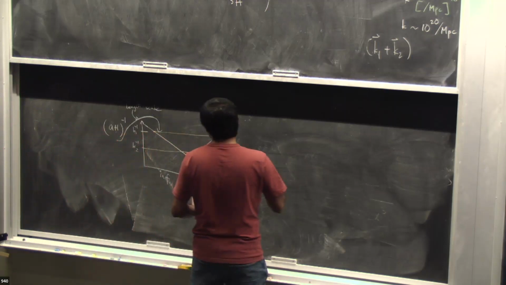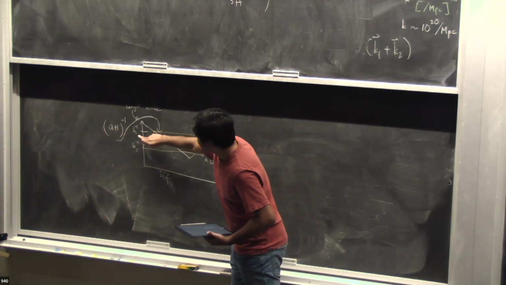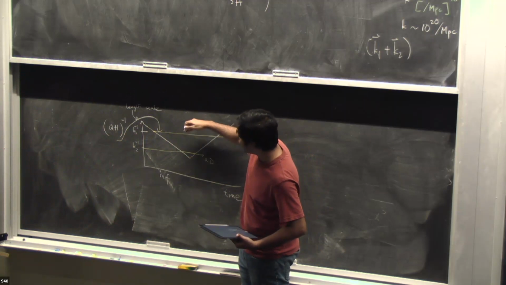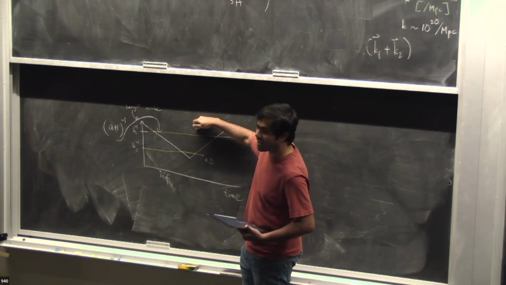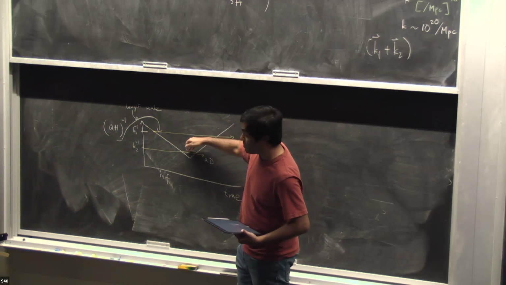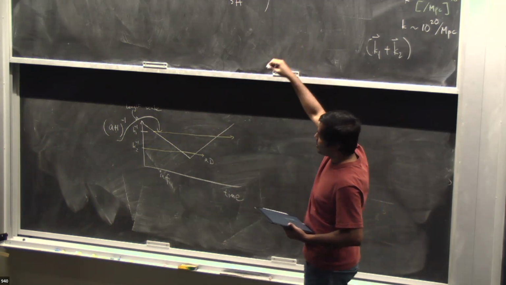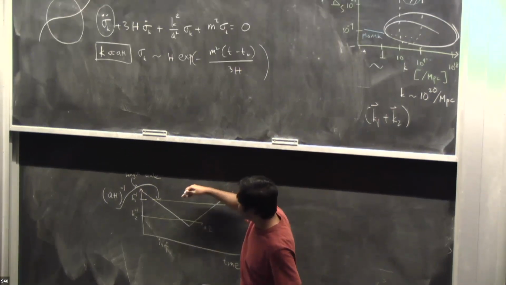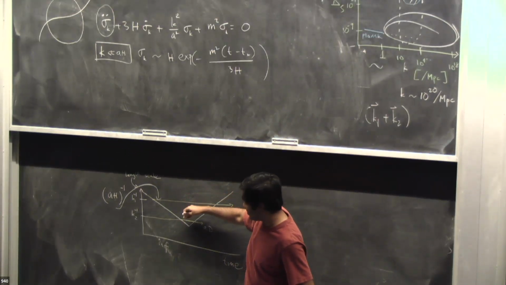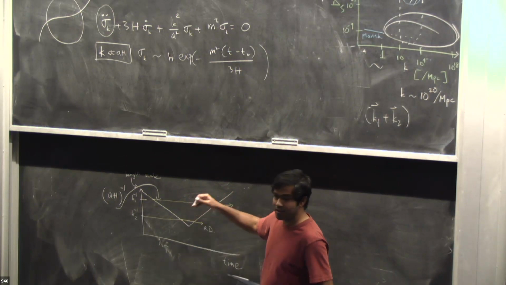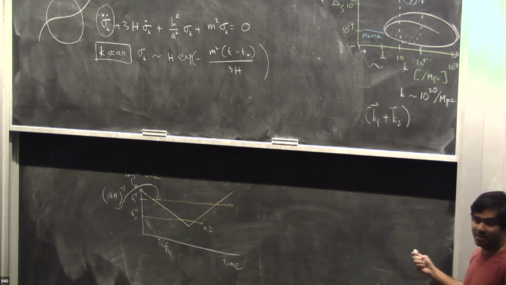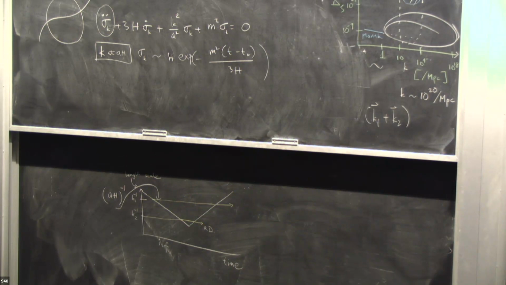So here's the key point. If you consider these two k modes, you see that this mode spends a much longer time outside the horizon compared to this mode. As a result, because of that exponential suppression, you would expect the power in this k mode to be much smaller than the power in this k mode, because this mode has undergone a lesser amount of dilution compared to the other k mode.